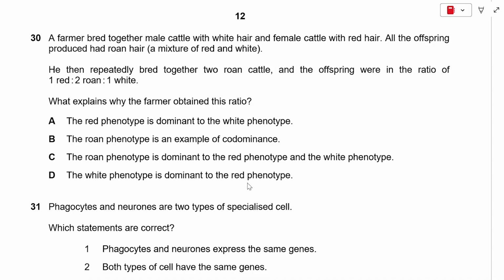So when you say white is dominant, it means red should not be seen. And when you say round is dominant, we have to know that round is a mix of red and white. And when we say red phenotype is dominant, then red should only have been seen instead of white. But round phenotype is an example of codominance because we have both features expressed.